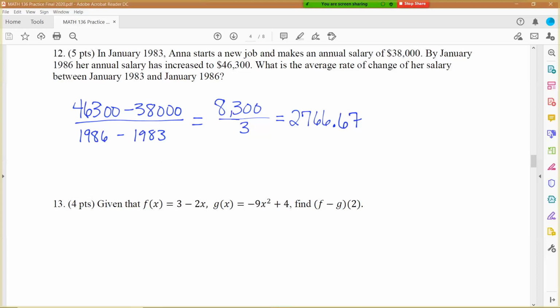Oh, I should label it dollars. And like I said earlier, it is a multiple choice question on your test. Questions on it?